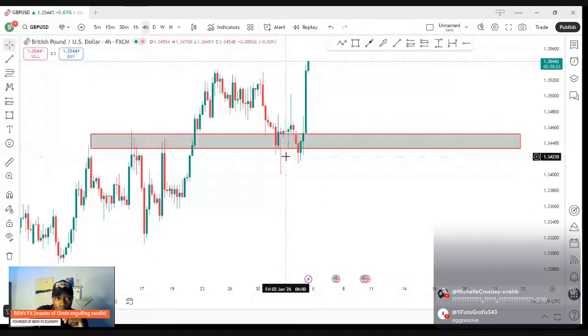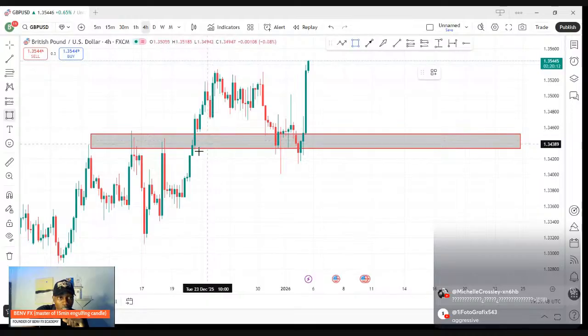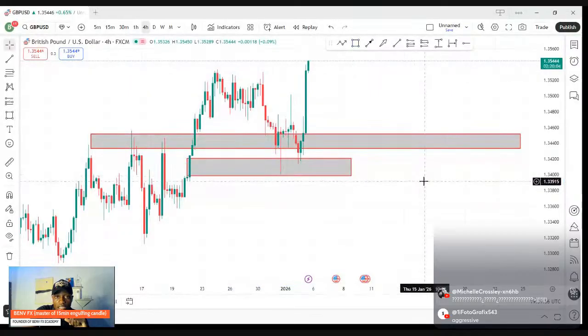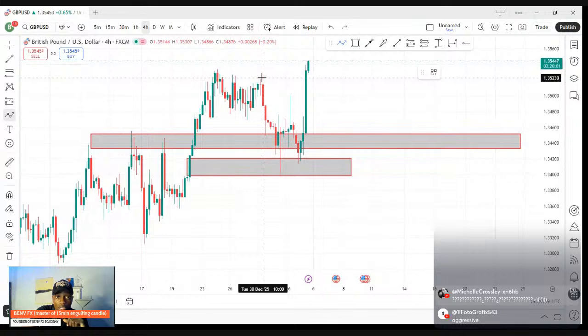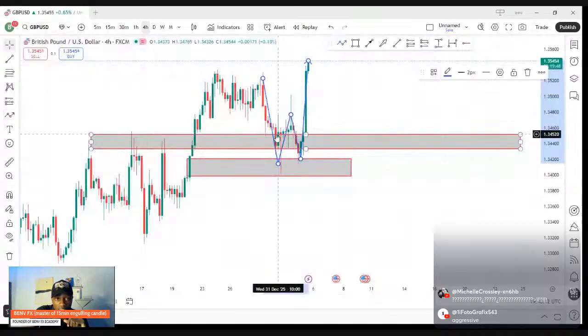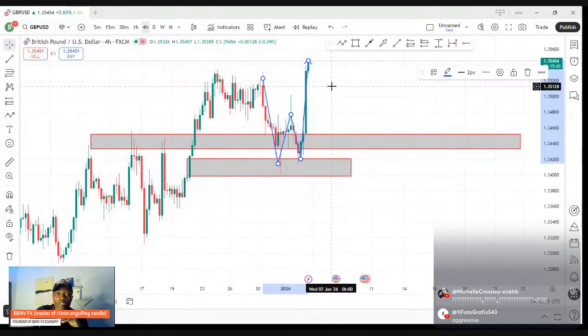It comes to fill this particular gap, the fair value gap that the market created when it was taking an aggressive move to the upside. After the market filled this gap, it formed something like a W pattern. This is exactly the type of pattern that I always tell you guys the market normally creates. So the market creates this W pattern before it moves to the upside.